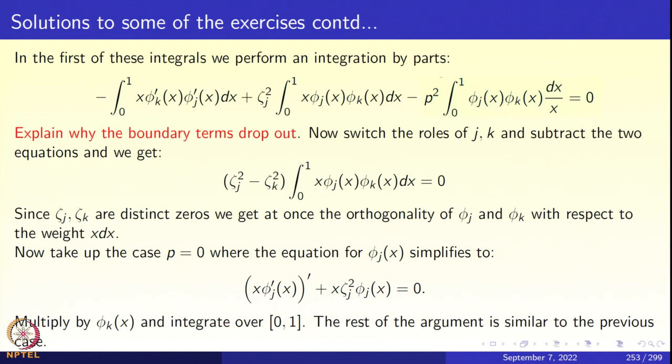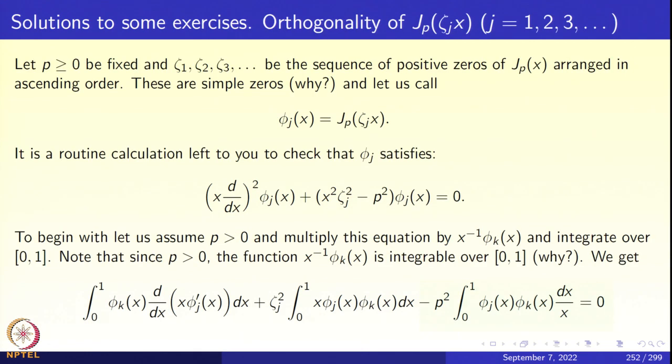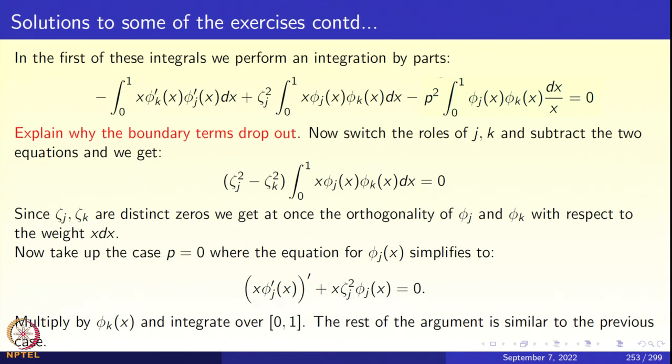There's one small thing though. Something is written in red in the slide. Explain why the boundary terms will drop out. When you do an integration by parts, you're going to get a boundary term. Let us examine the boundary term. What will be the boundary term? At 0 and at 1. Of course, the presence of x here means that when x equals 0, the thing will drop out. At the other end of the boundary, what is phi k(1) or phi j(1)? Phi k(1) will be J_p(zeta k). Remember that zeta k is a zero of the Bessel's function. So J_p of zeta k will be 0. So the boundary terms drop out. There are no boundary terms to worry about. And so the orthogonality of phi j and phi k has been established.